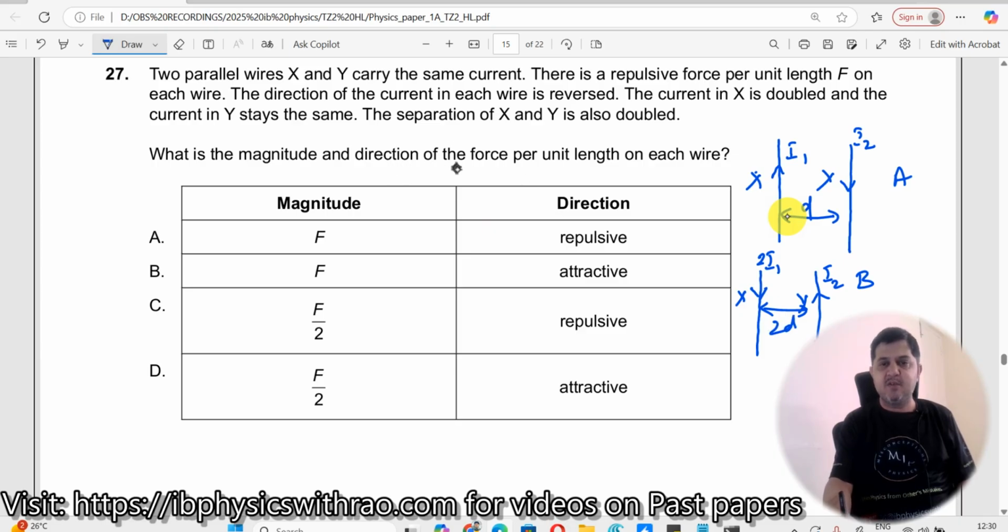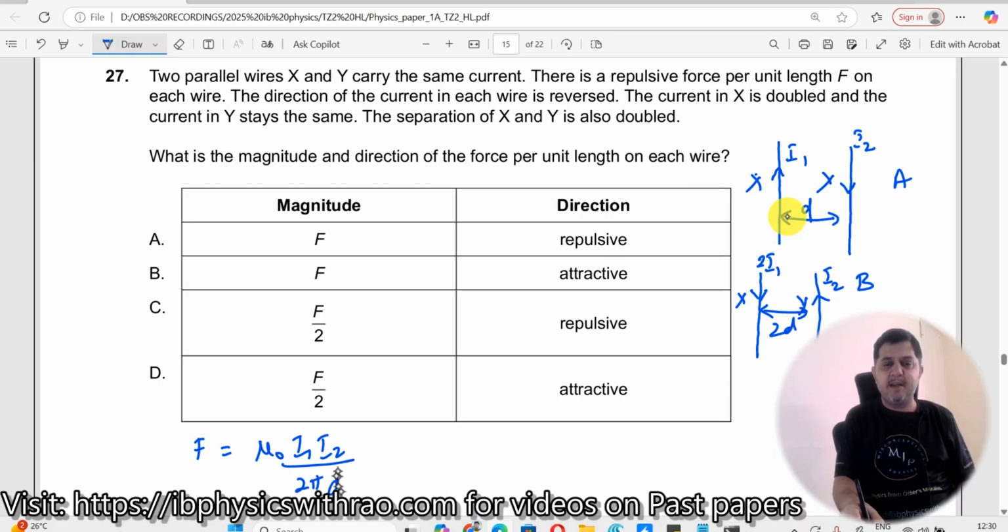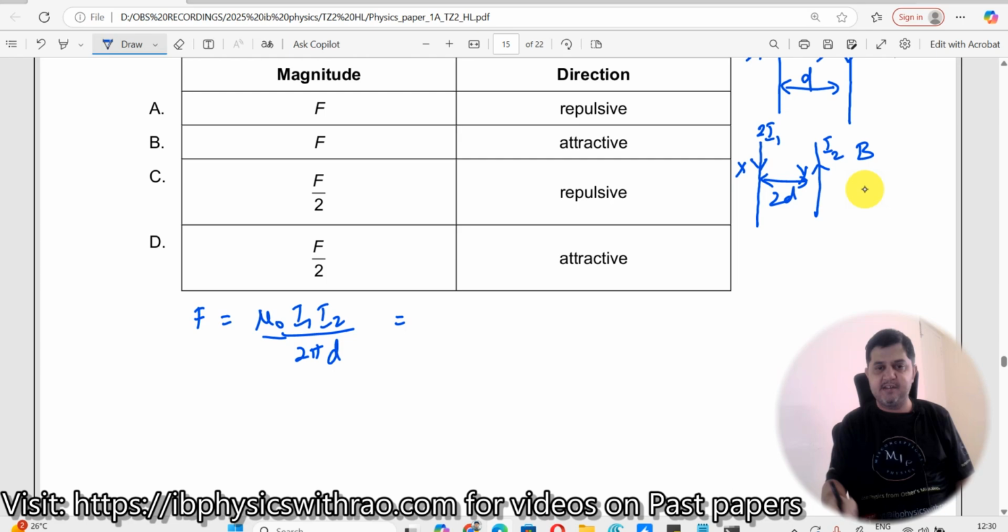What is the magnitude and direction of the force per unit length on each one? The force per unit length F is given by the formula mu naught I1 I2 divided by 2 pi D, where mu naught is your permeability of free space. Now the first case, what happens? The same formula holds good. The second case, when this changes, what will happen?